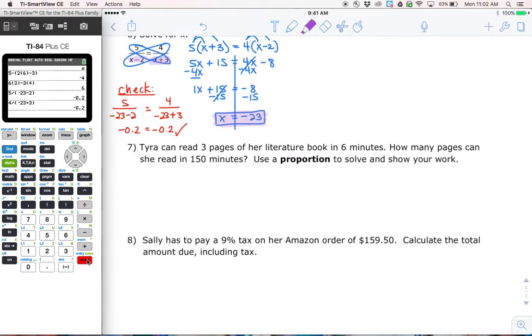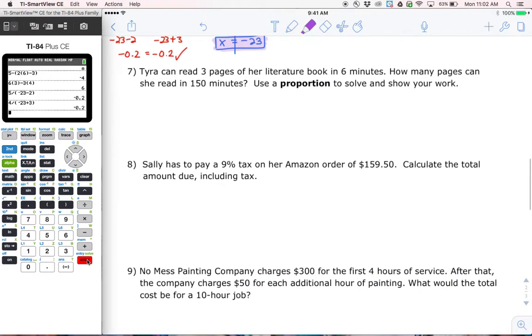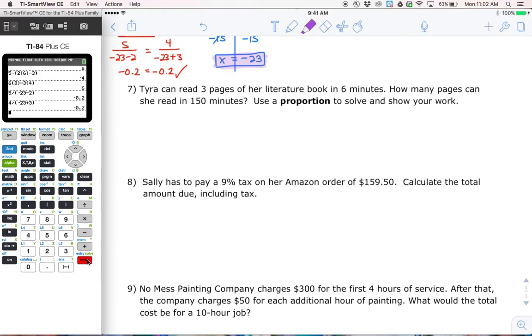Problem 7, here we go. Tyra can read 3 pages of her literature book in 6 minutes. How many pages can she read in 150 minutes? And you're told to use a proportion to solve.